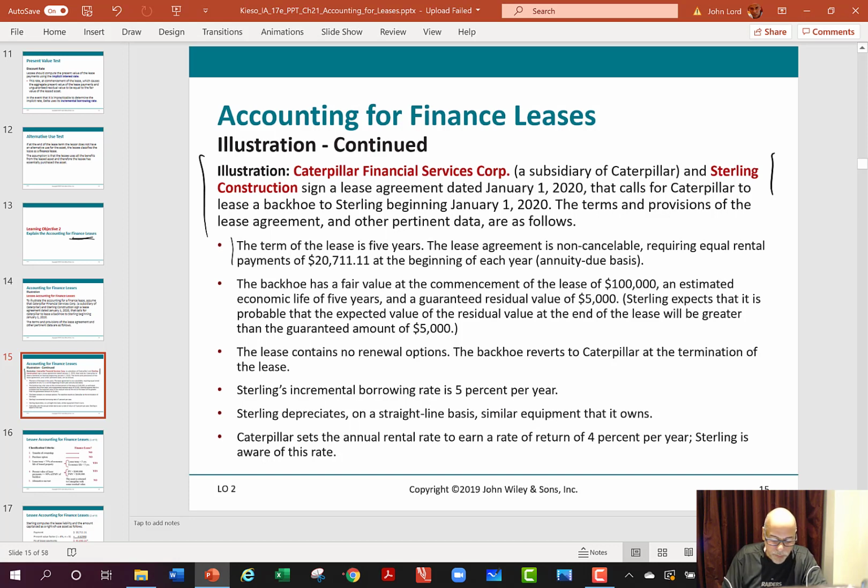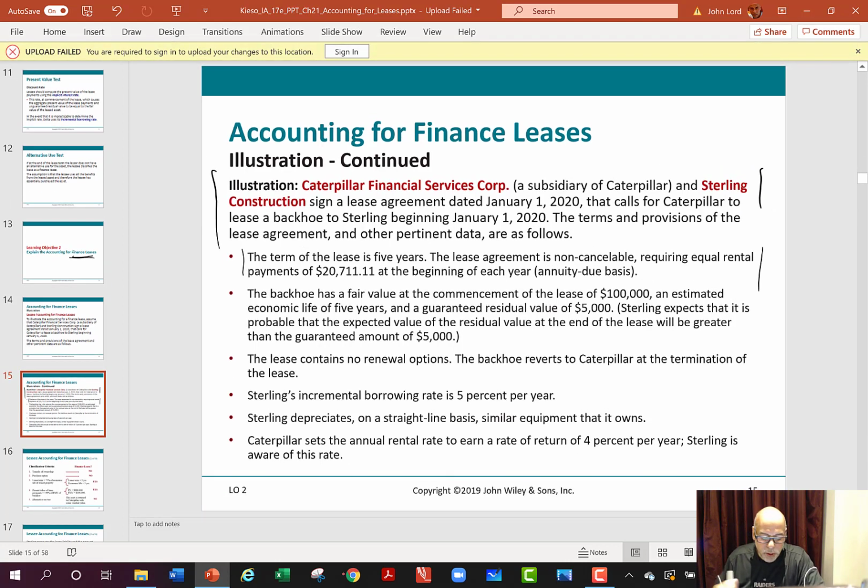And so they tell us here that the term of the lease is 5 years. The lease agreement is not cancelable, requiring equal rental payments of $20,711.11 at the beginning of each year. The backhoe has a fair value at the commencement of the lease.